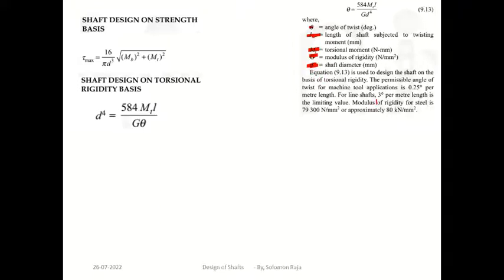Then this theta value, the angle of twist, will be between 0.25 degree to 3 degree based on the application. For machine tool applications it should be 0.25 degree, as the twist should be very less. For other transmitting elements, twist is allowed up to 3 degrees.